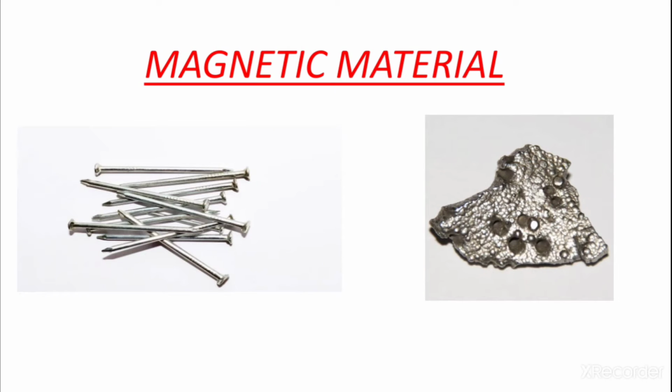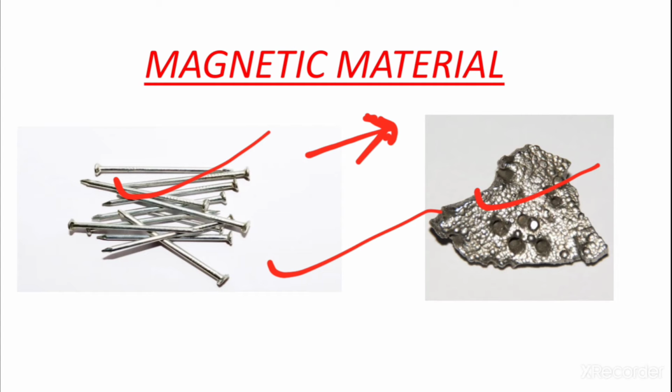So what is magnetic material? Any material that is attracted by a magnet is called magnetic material, such as iron nails, nickel and cobalt. These are magnetic materials, and there are other magnetic materials as well. Keep in mind that not all metals are magnetic material. Certain metals are magnetic materials, which are attracted by a magnet.